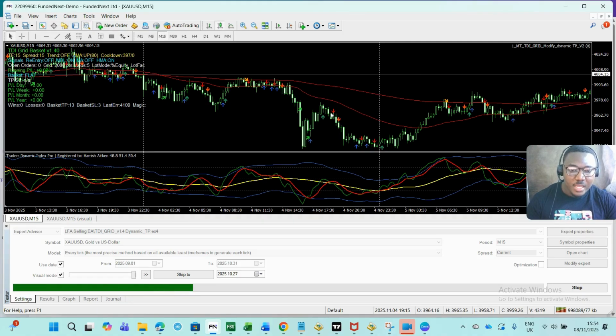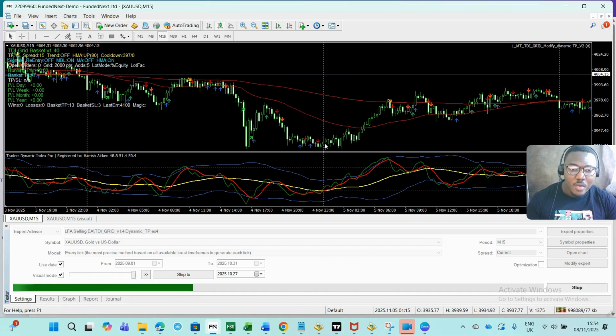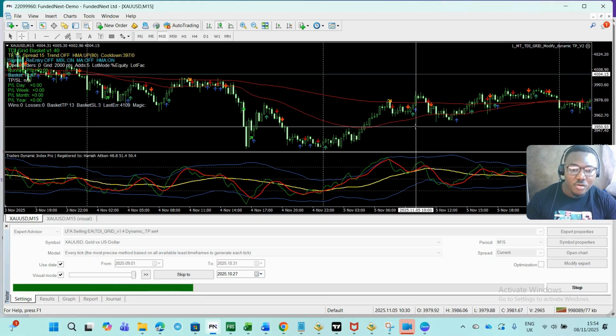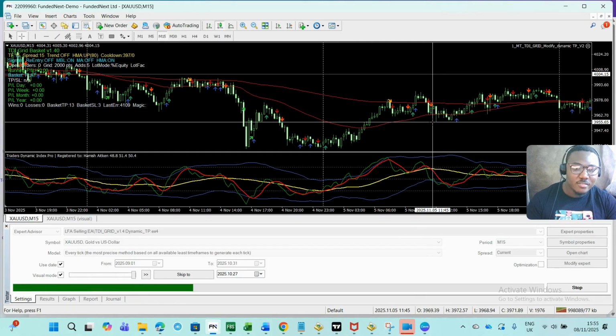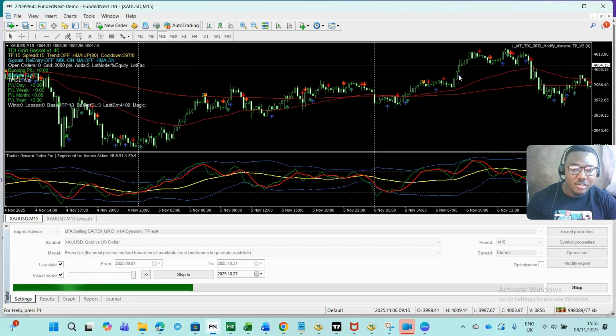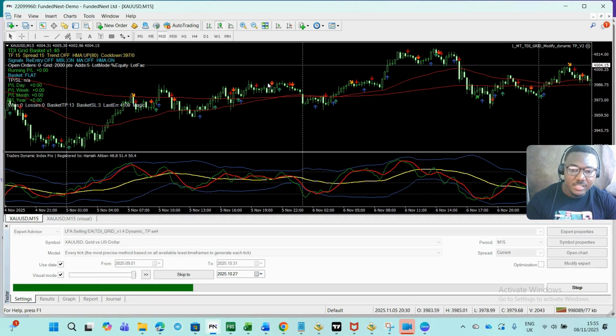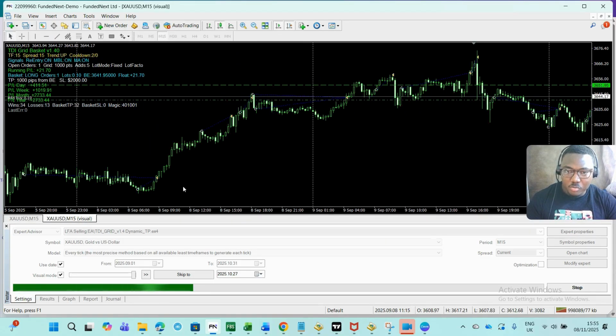Now the indicator has an inbuilt grid system. This is a grid EA, which means when it gets locked on a particular trade, it continues to take different sells and then closes all the sells at a basket TP around this point, and you're out of the market. So if the market has already turned to the upside, it will stop taking sells at this point and then start taking buy trades. Now let's go into an example.